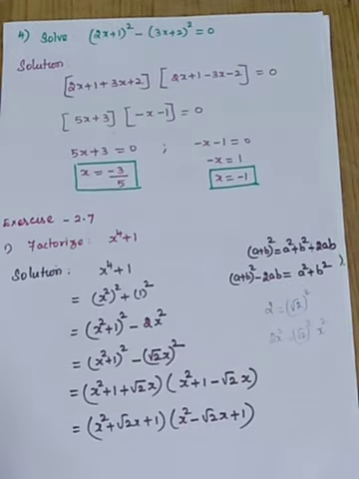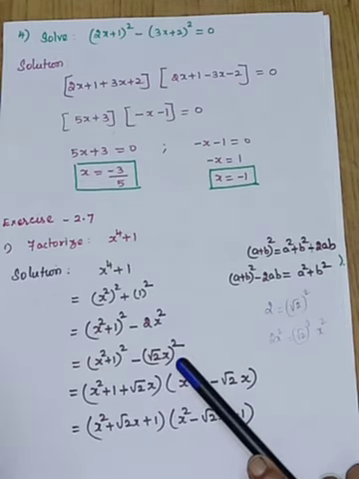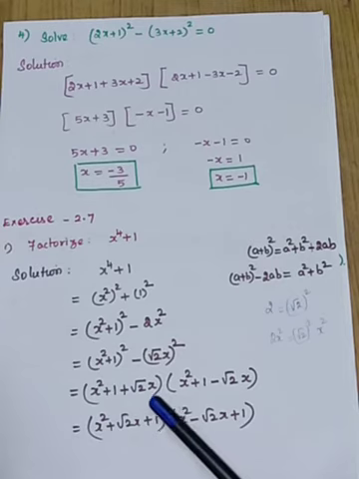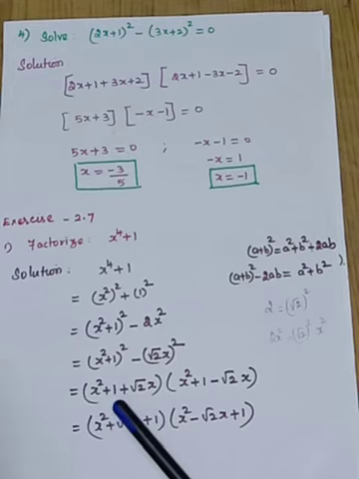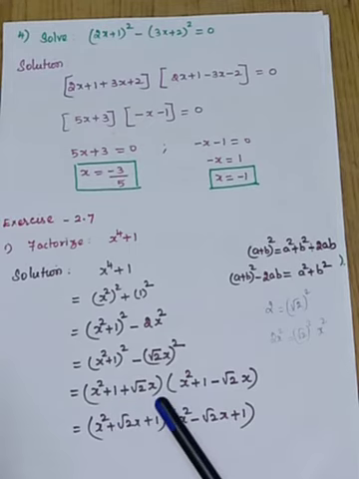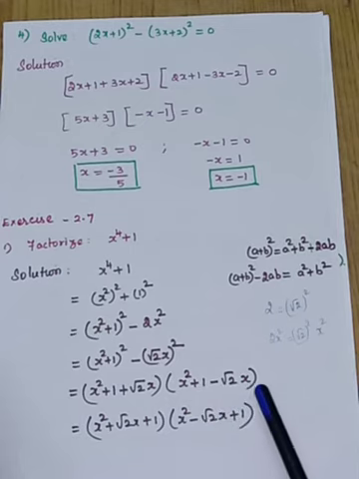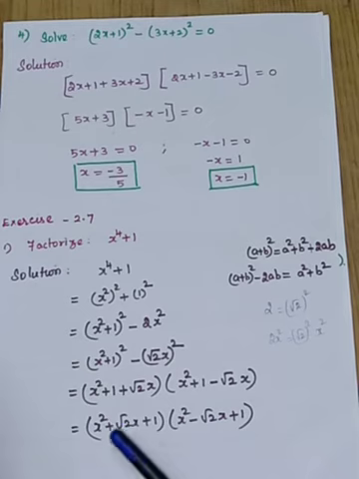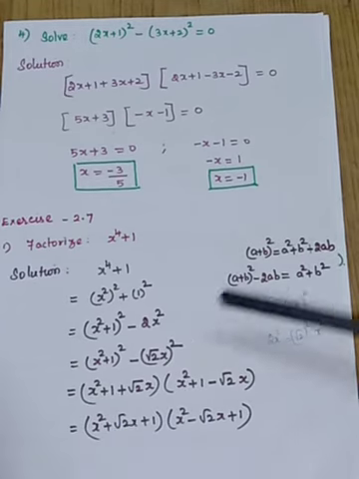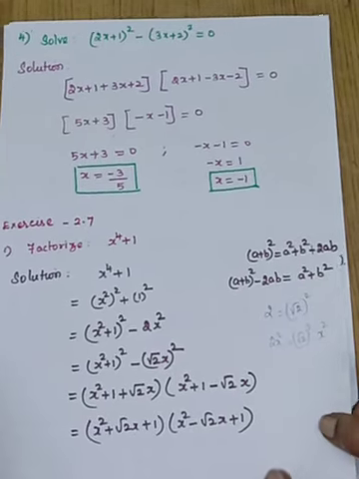Now what form is it? It is in the form of a squared minus b squared. So the formula is a plus b into a minus b. So x squared plus 1 plus root 2x into x squared plus 1 minus root 2x. I have arranged it in this step: x squared, x term and the constant term. So we have factorized x power 4 plus 1.